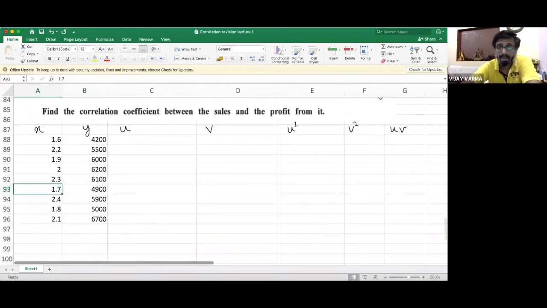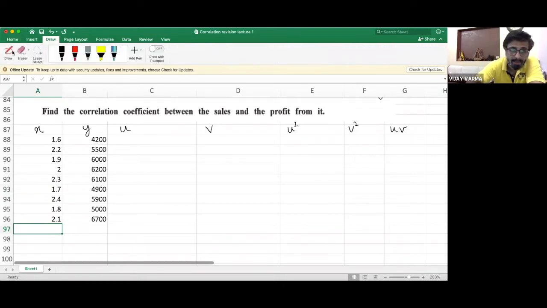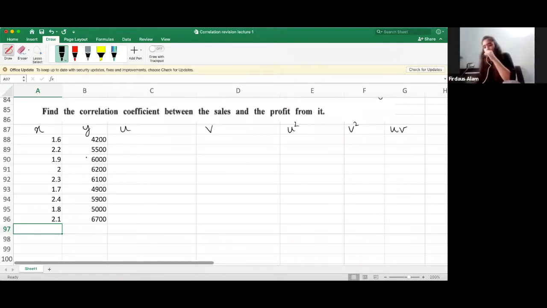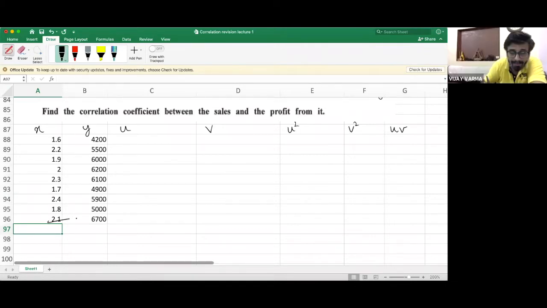All of you must have written the values of x and y. Now do the totals of x and y and find out x bar and y bar. I'm giving you 1 minute. Let everyone do it. All of you have done the totals of x and y.